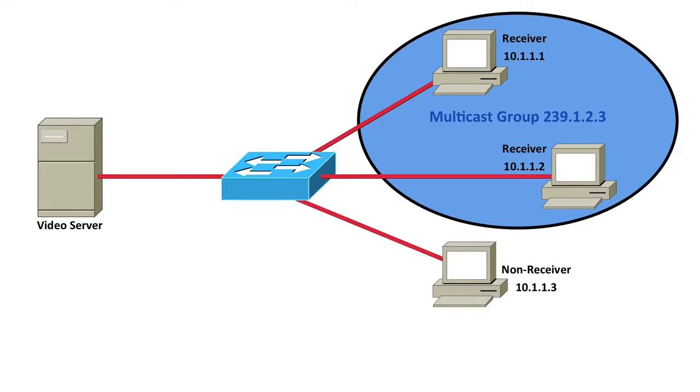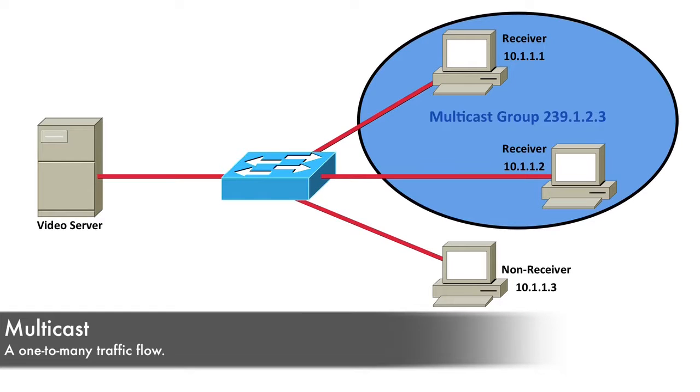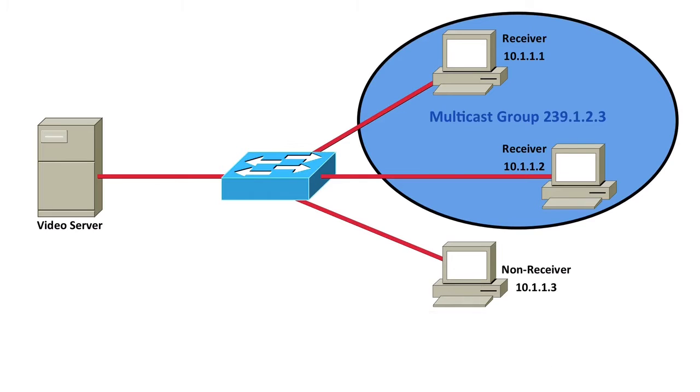When we talked about Unicast, that was a one-to-one communication. Broadcast was a one-to-all, at least all devices within a subnet. Here we're taking a look at multicast. Multicast can be thought of as a one-to-many traffic pattern. For example, going back to our scenario where we had 10.1.1.1 and 10.1.1.2 both wanting to receive this video stream and 10.1.1.3 not wanting to receive it, that's a great example of where we could use multicast.